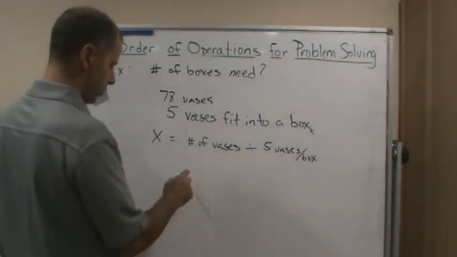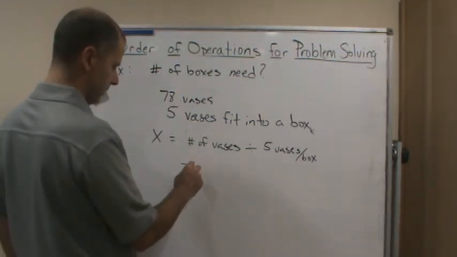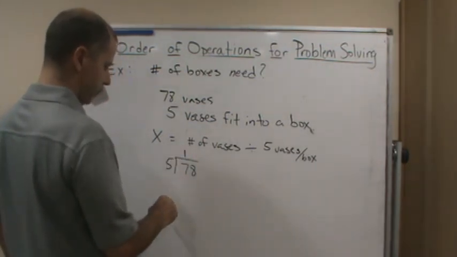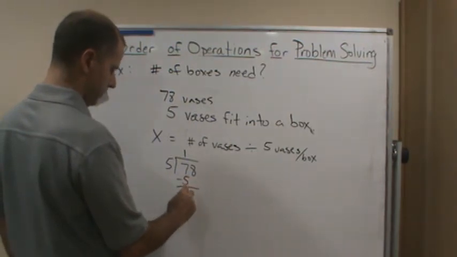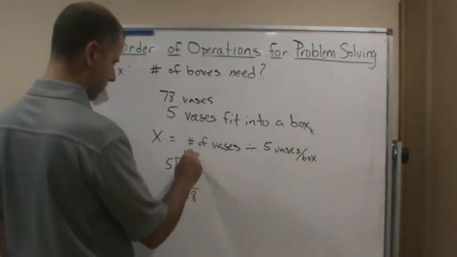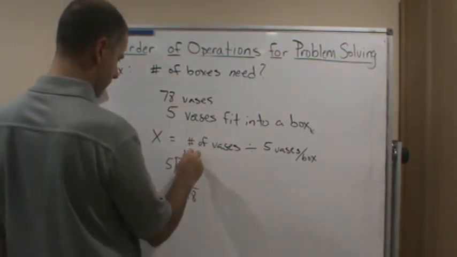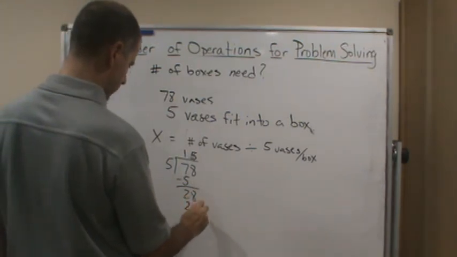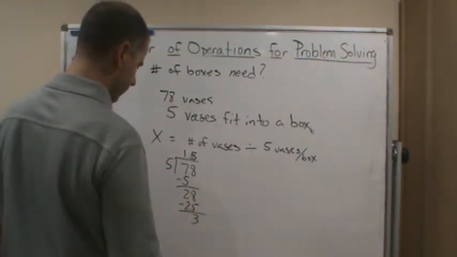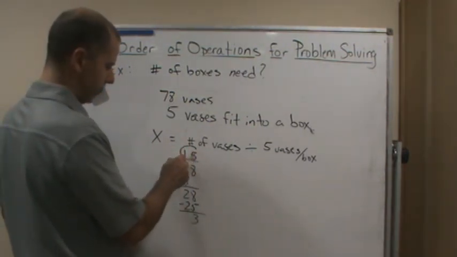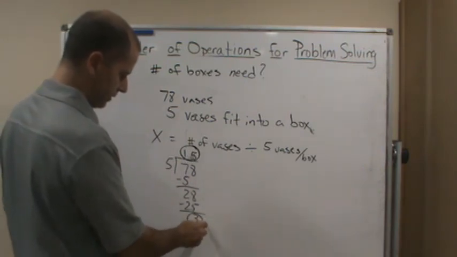Let's calculate it. We know that it's going to be the number of vases divided by 5. And so if we do the division, okay, what does this mean? We got 15 boxes, but we have 3 vases left over.